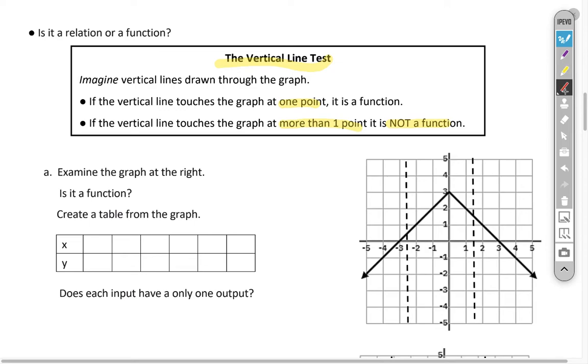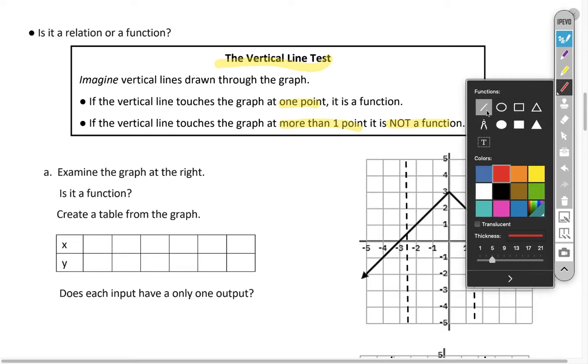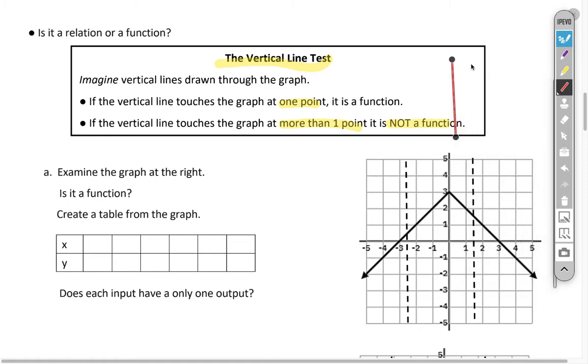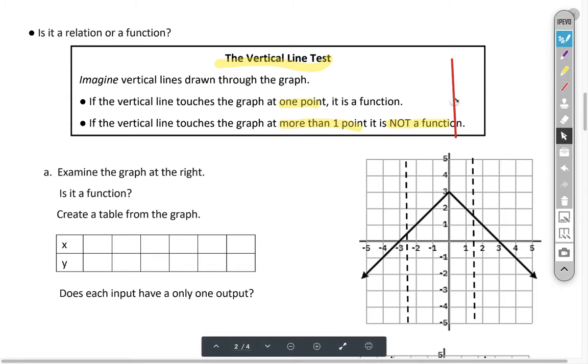I'm trying to see if I can get a line here. I don't know if it's possible or not. Can't move that around. Never mind. So imagine taking a pencil and running it straight across your graph, okay? And if you're touching more than one point at a time, then it will not be a function, all right?